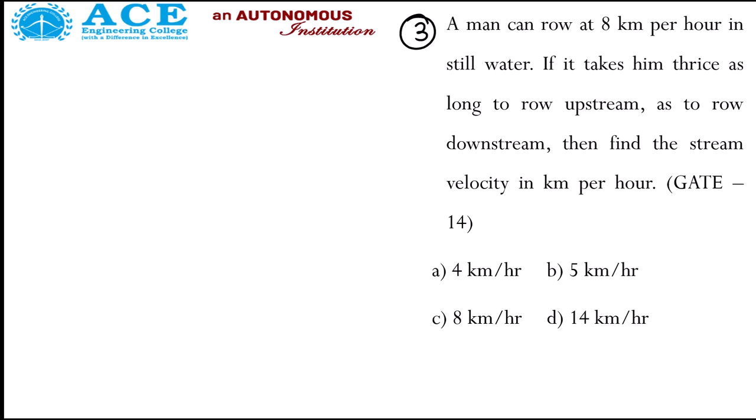So what's the answer? It takes him thrice as long to row upstream as to row downstream. Here they didn't give the distance, but actually the distance is constant. To travel the same distance, upstream is taking 3 times the downstream. So when distance is constant, upstream is taking thrice the downstream time.